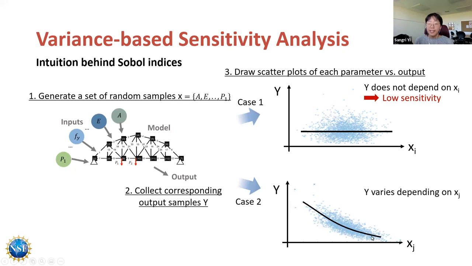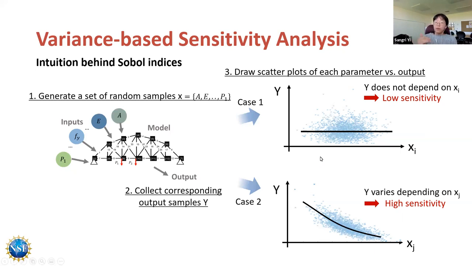On the other hand, in the other case, you can observe a clear trend that as xj value increases, y is kind of decreasing. There are still variabilities which come from other variables, but still you can expect that y value will change as xj changes. And that means xj gives some influence to the output, and that leads to a high sensitivity index.